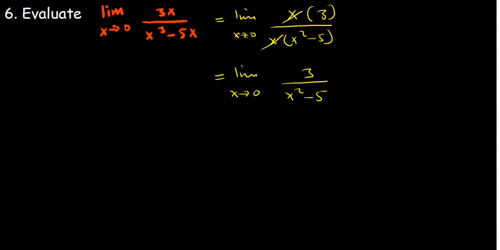Now at this point, what I'm going to do is I'll just put a 0. So this will give us 3 divided by 0 minus 5. Of course it's 0 squared, and this will simply give us 3 divided by negative 5, where I can put just a negative at that point.